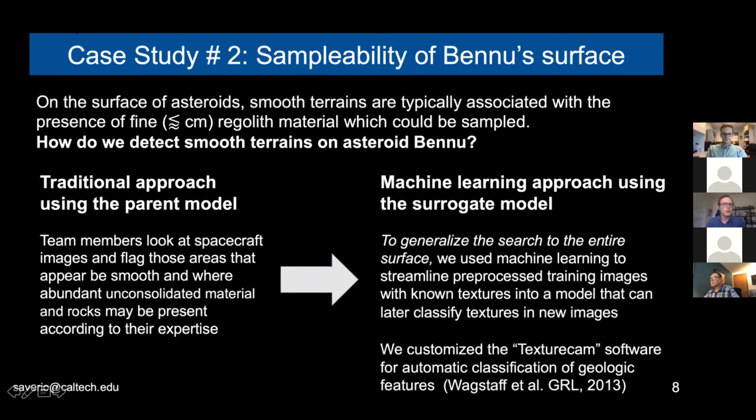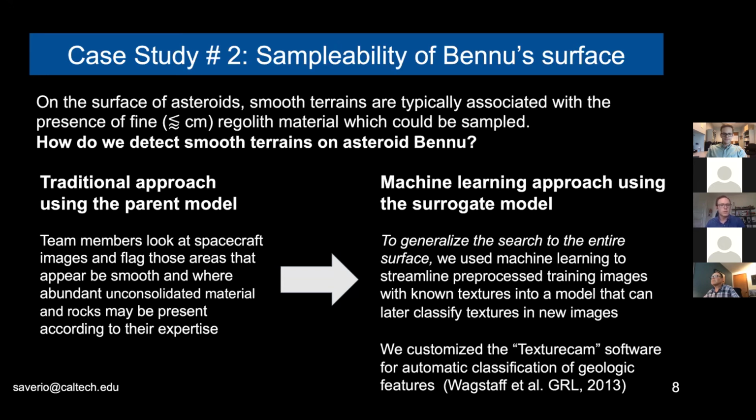The second case study that I would like to talk about today still speaks, in a certain way, about the distribution of regolith over the surface of asteroids, and in particular wants to characterize and find the smooth terrains on the surface of the asteroids. We did this search for Bennu, in particular because we wanted to see if there was a sampleable surface in the early phases of the mission. Smooth terrains are typically associated with fine regolith, again sub-centimeter, and this is something that comes, for instance, from Itokawa observation.